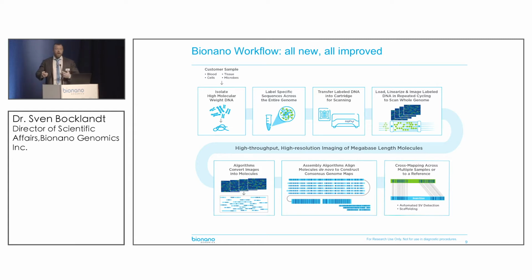And then we can take these maps that were built de novo and align them to a reference or compare two samples with each other. You can do a tumor versus normal comparison or a primary tumor versus a metastasis, or we can do a child with a genetic disorder versus their parents.